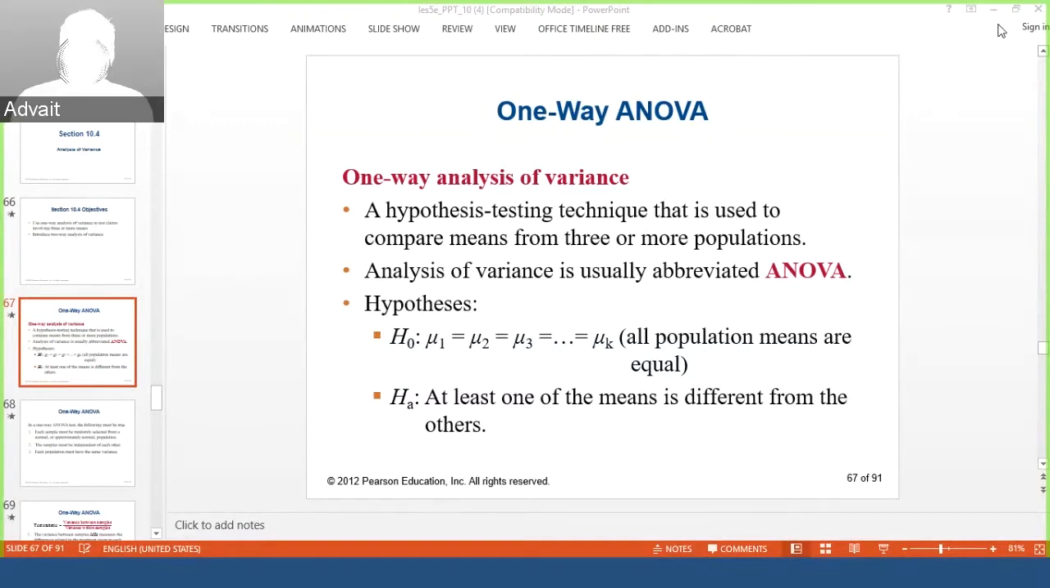Okay, perfect. So going back to ANOVA, as I said, we call it one-way analysis of variance, and it's nothing else than a hypothesis testing technique that focuses on comparing the means of multiple populations in the same way that we did the test last week on comparing means of two populations.